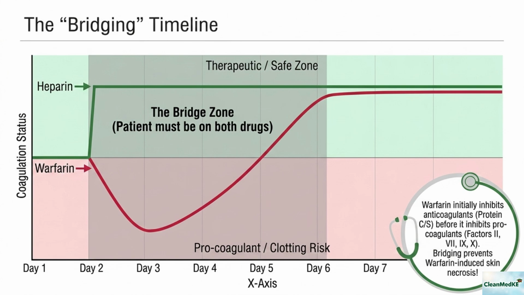Why do we bridge patients with heparin when starting warfarin? On days 2 through 5 of therapy, warfarin actually inhibits the natural anticoagulants, protein C and S, before it inhibits the procoagulant factors. This creates a temporary procoagulant state where clotting risk is actually increased. We use a heparin bridge to keep the patient in the safe zone and prevent complications like warfarin-induced skin necrosis.